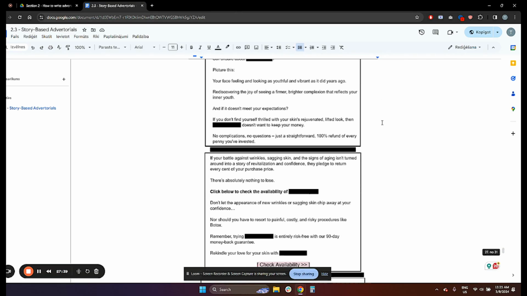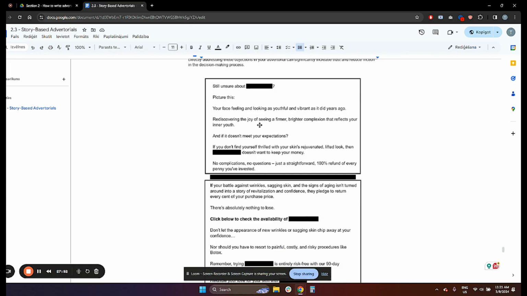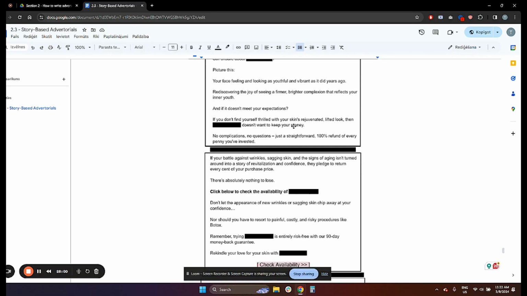And yeah, here are some examples. So, still unsure about the product? Picture this: your face feeling and looking as youthful and vibrant as it did years ago. Rediscovering the joy of seeing a firmer, brighter complexion that reflects your inner youth. And if it doesn't meet your expectations, if you don't find yourself thrilled with your skin's rejuvenated, lifted look, then the brand doesn't want to keep your money. No complications, no questions. There's a straightforward 100% refund of every penny you paid.